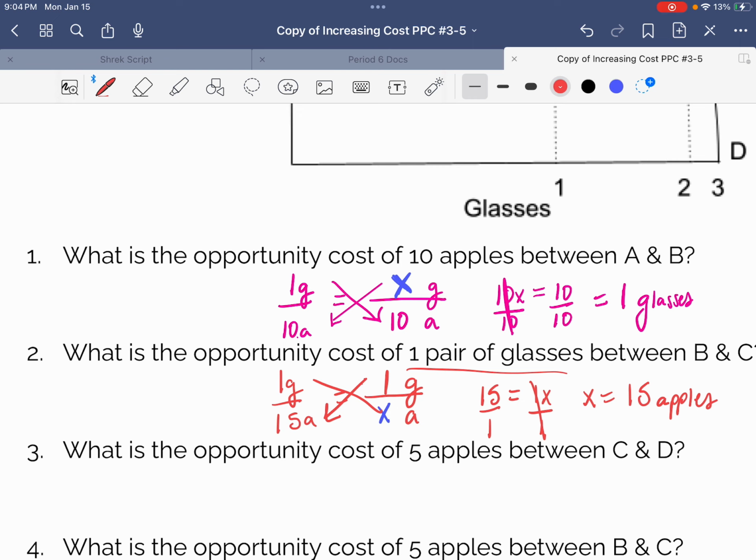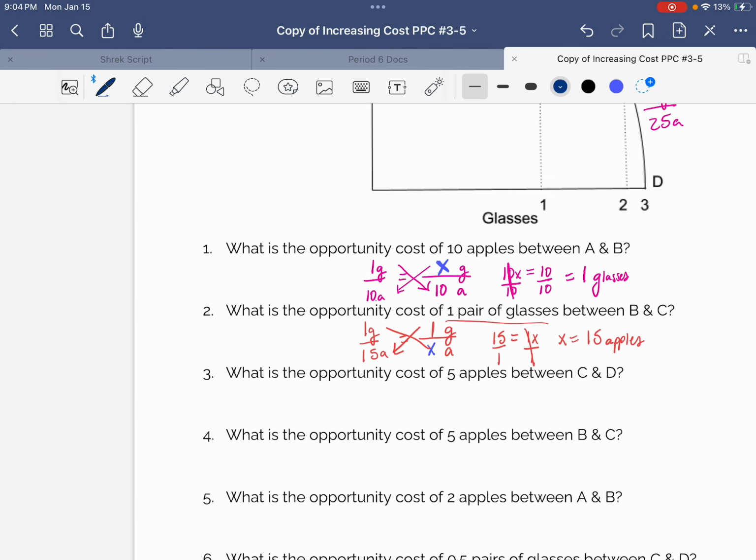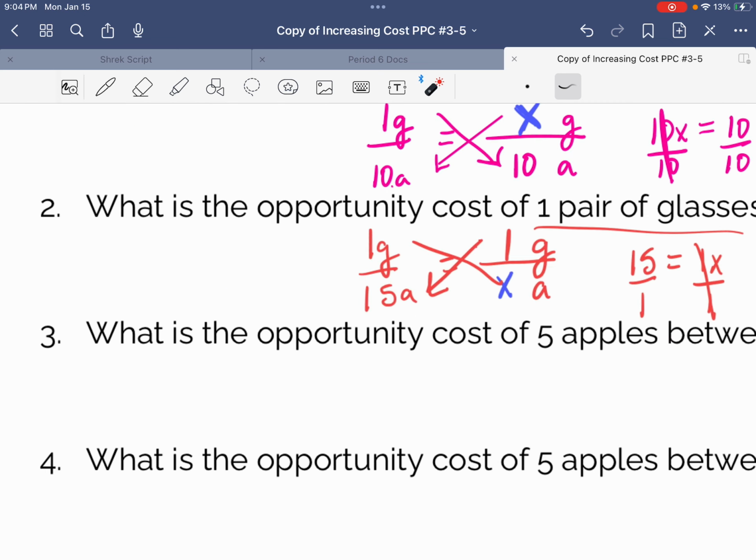Okay? All right, let's do another one. Let me change colors again. Let's do navy. What is the opportunity cost of 5 apples between C and D? Follow along with me. So we go up to C and D. We look at our beginning ratio, 1G over 25A. So let's fill that in down here.